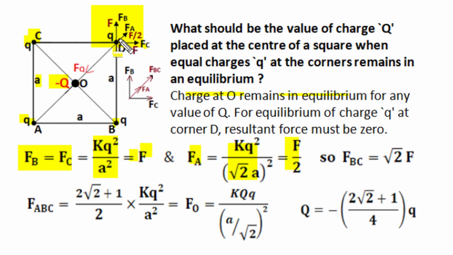Now if we see these 3 forces FA, FB and FC, it is easy to find the resultant of FB and FC, which are equal in magnitude and have a 90 degree angle.